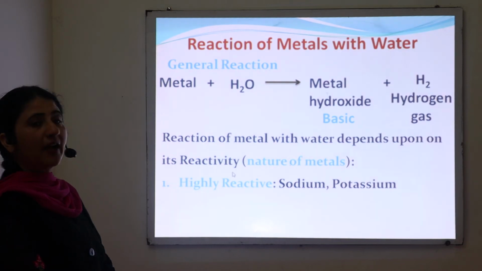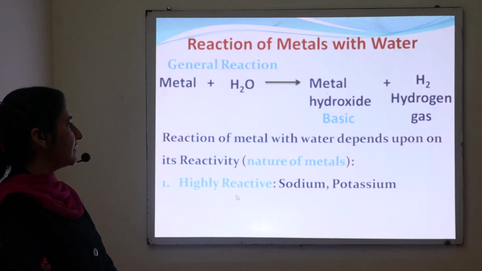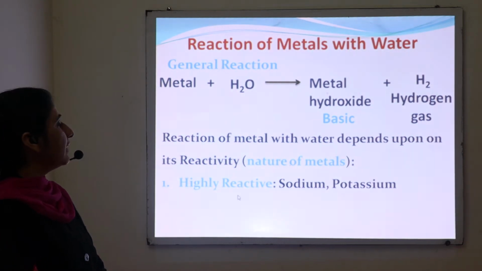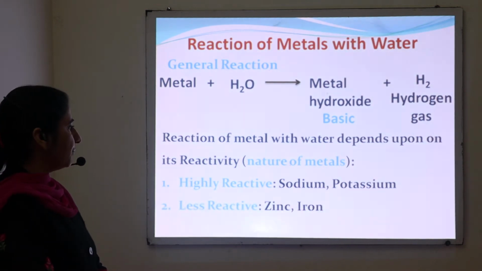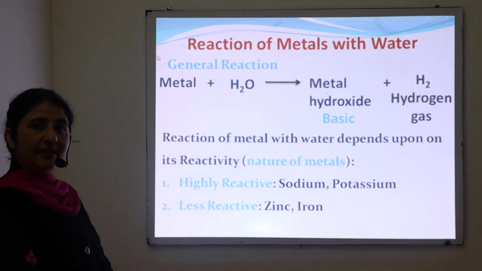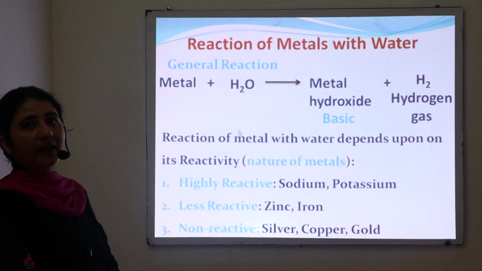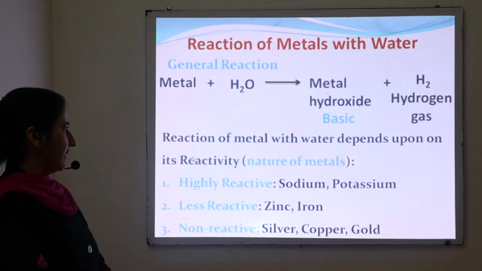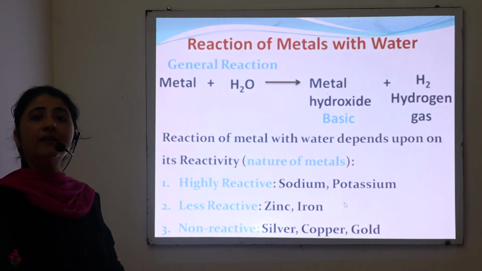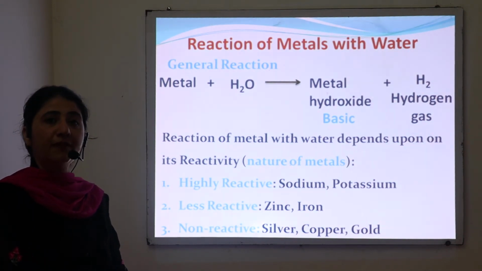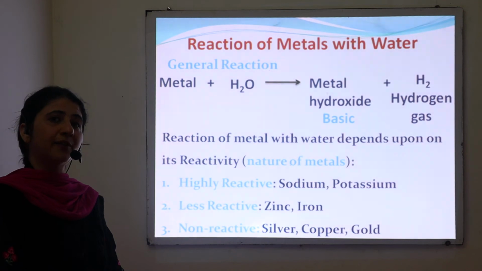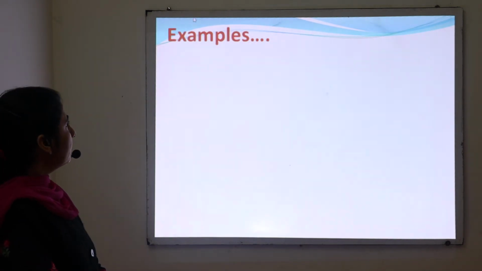For example, we have different types of metals. For instance, sodium and potassium are highly reactive metals, whereas zinc and iron are less reactive metals. However, silver, copper and gold are the least reactive metals. So first I am taking the example of what will happen when the highly reactive metals react with water.